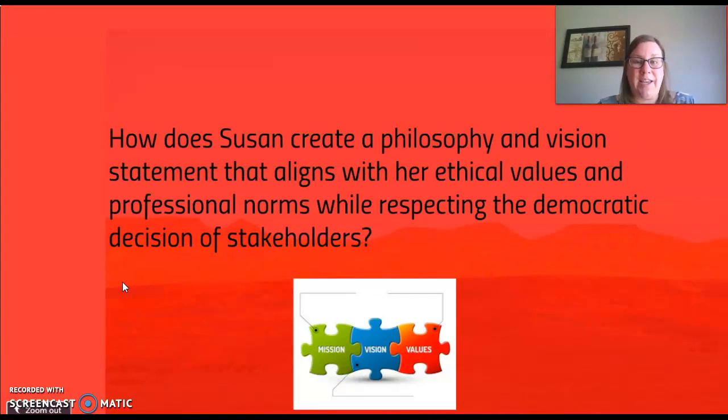So here is a concise statement of the issue. How does Susan create a philosophy and vision statement that aligns with her ethical values and professional norms while respecting the democratic decision of stakeholders, and in this case, the stakeholders being the advisory committee.